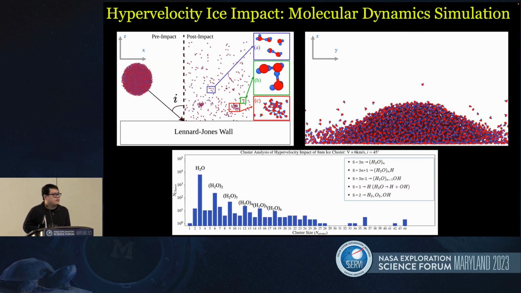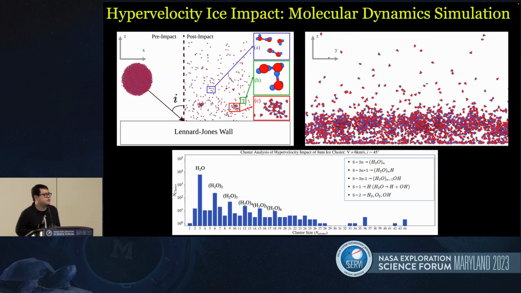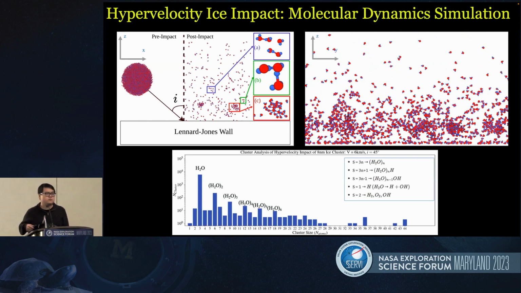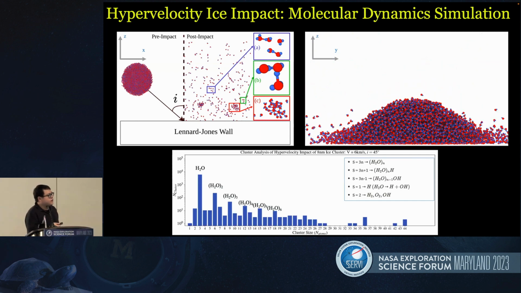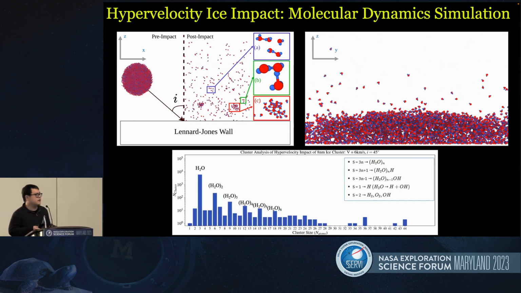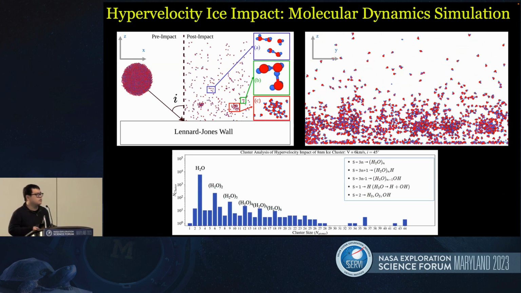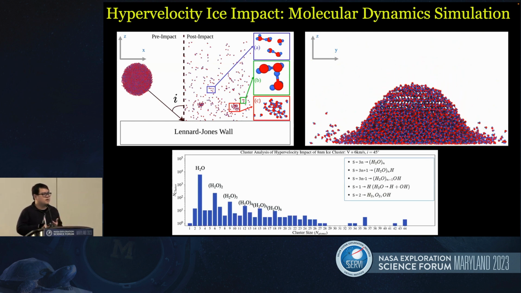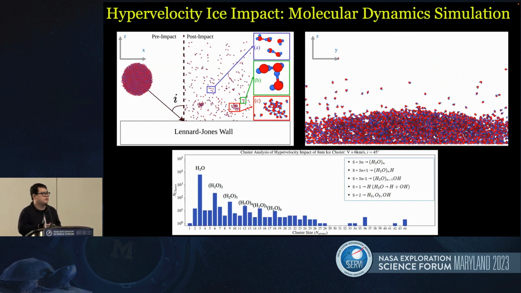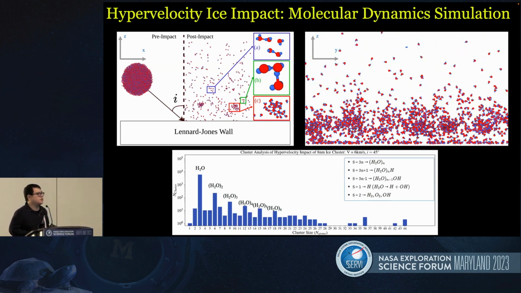In this study, we're hoping to use reactive molecular dynamics simulation to see what's happening during this hypervelocity impact. On the left panel, we are showing the setup. This is a nano-sized ice grain containing about 7,400 water molecules. We're testing velocities from 1 kilometer per second to 24 kilometers per second, hoping to cover the whole range of average impact velocities of those ice grains.